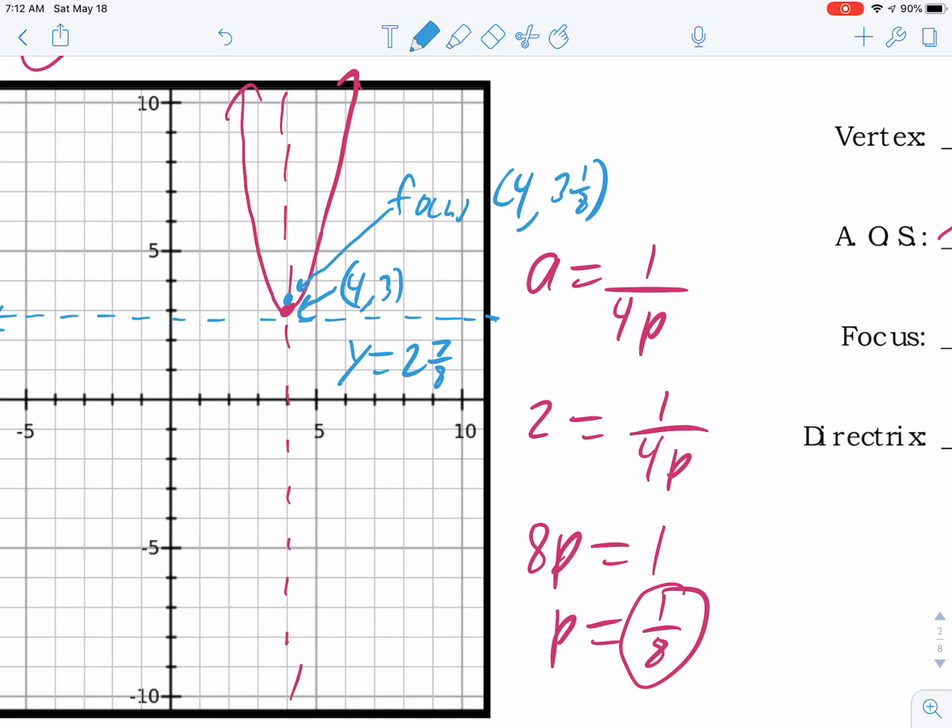And so that's your focus. That's the equation of your directrix.